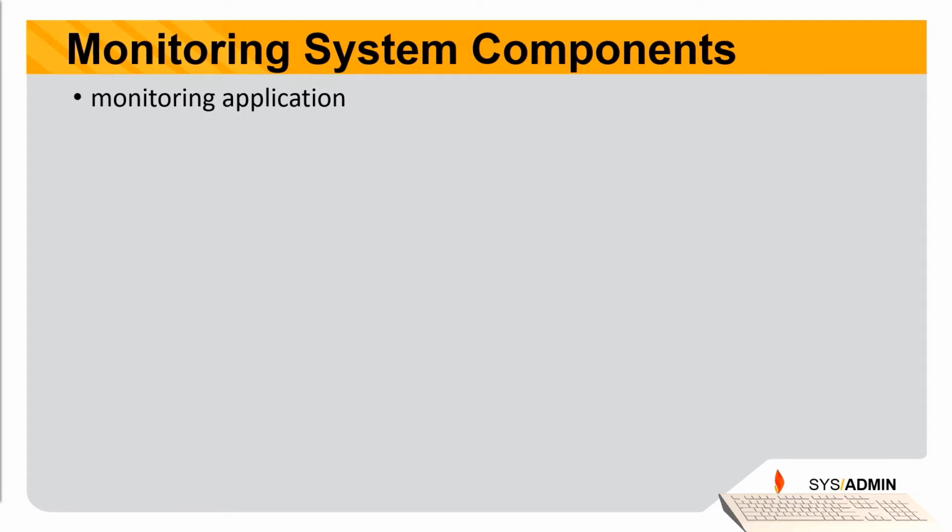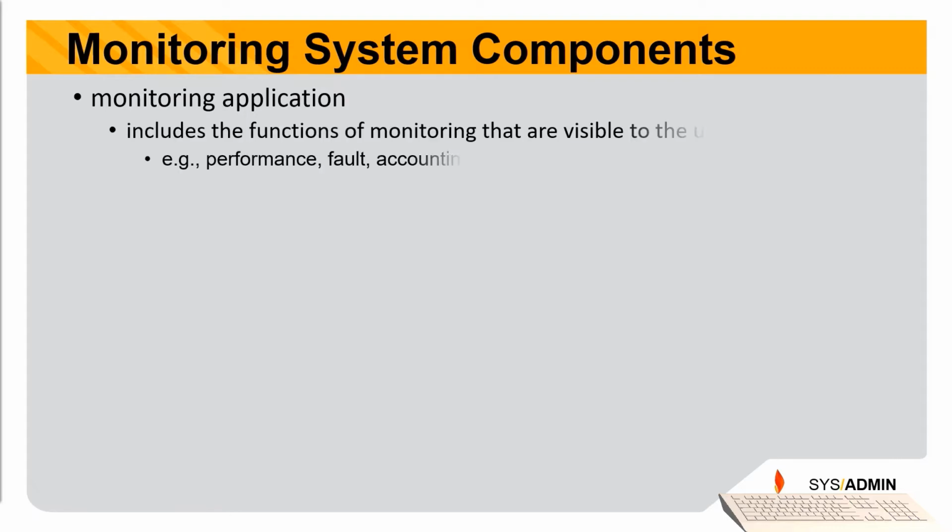The monitoring application includes the functions of monitoring that are visible to the user, for example performance, fault, accounting. These are all functions of monitoring that are visible to the end users. Basically performance, you'll see it and you feel it, by using tools like the speed test for internet connectivity, so we can see and compare, having a benchmark of the performance of the network.